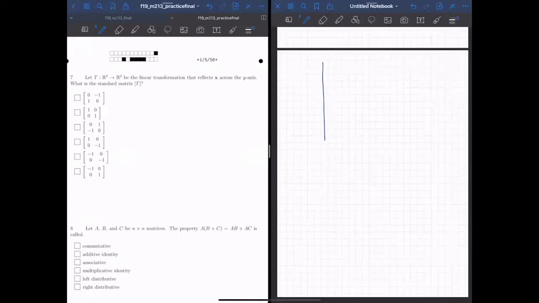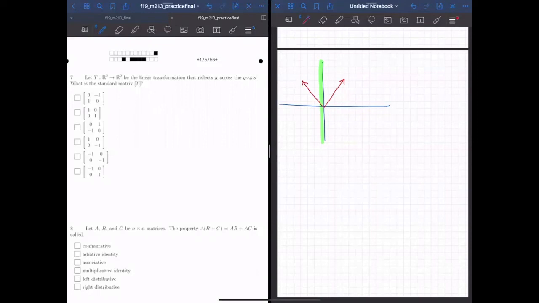So suppose we have our linear transformation. What it's saying is we look at the y-axis, and our transformation is going to take vectors and reflect them through the y-axis. So remember, reflection, the way that I think of it is if I'm reflecting along the y-axis, it's like I'm taking vectors in the plane, and I'm going to fold my page over along the y-axis.